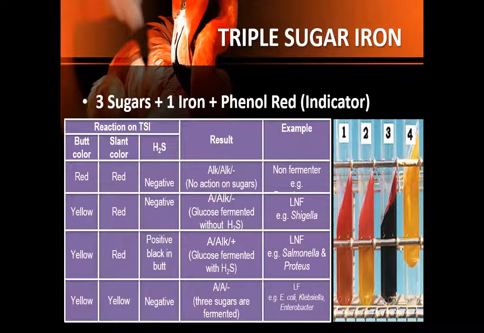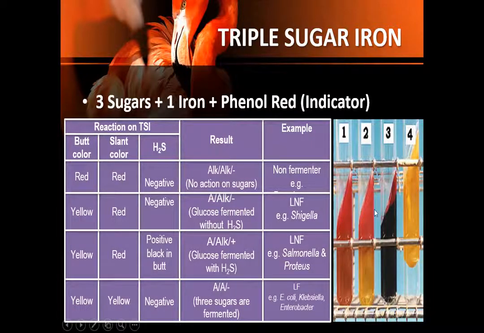For example, if butt and slant are both red in color, as in the first reaction, and no H2S blackening is present, then you can say the slant is alkaline and the butt is also alkaline. So red by red is showing alkaline and no sugar fermentation. This is actually a no sugar fermentation, so that's why we say it's a non-fermenter. Okay, so non-fermenters show a red by red appearance, and then yellow by red.